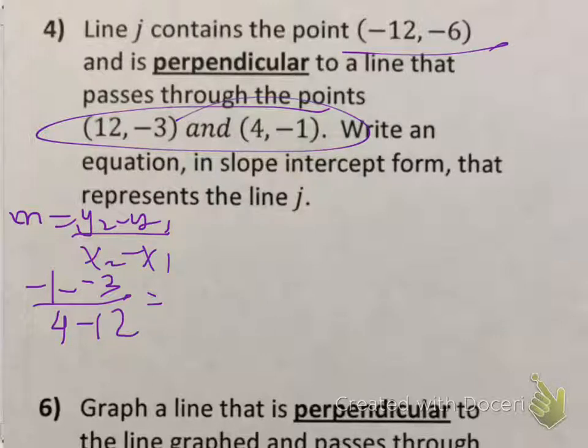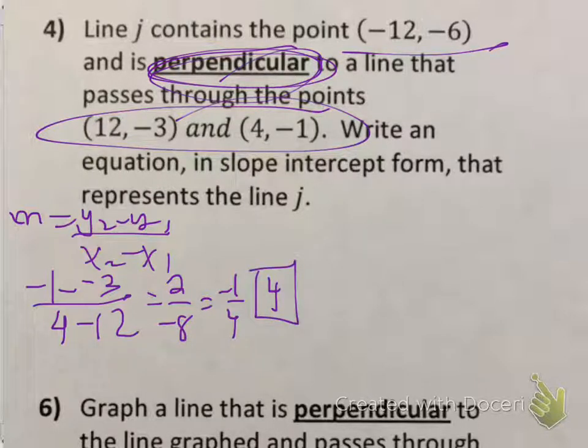On the top you get 2. On the bottom you get negative 8. Your calculator is going to tell you that's a negative 1/4. And I need it perpendicular to that, so I have to flip that upside down and do the opposite. So the slope I'm using is going to be 4.